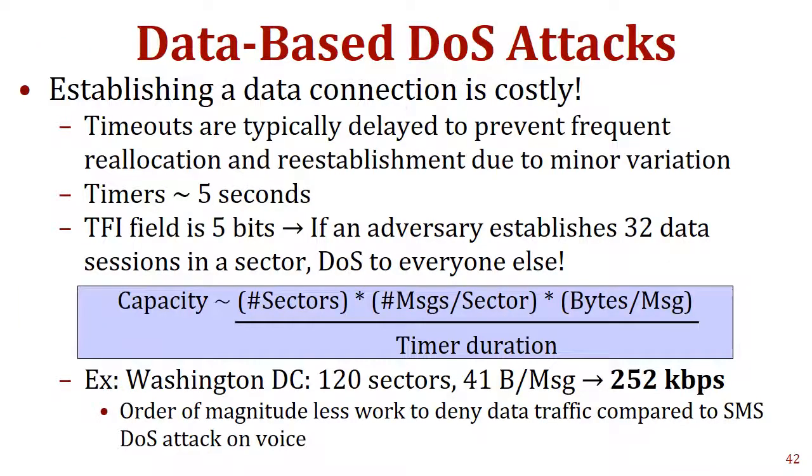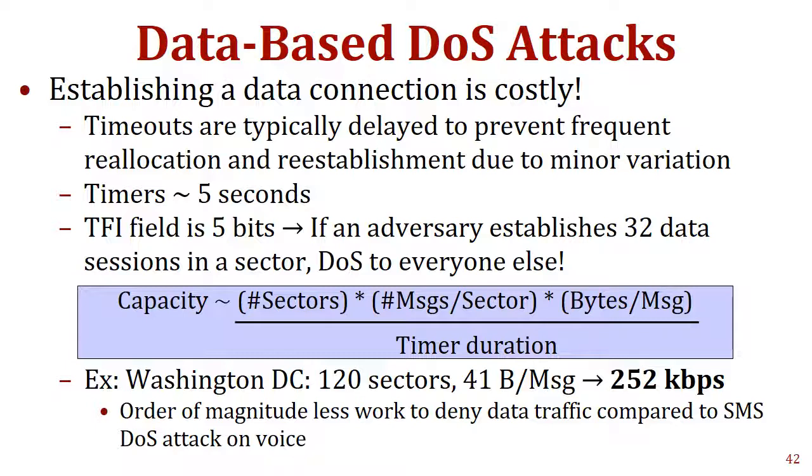That's why, similarly, an attacker can also launch a data DDoS attack, because establishing a data connection is so costly. Most carriers have timeouts to prevent frequent relocation and reestablishment due to mobile variations, and timers can be as long as 5 seconds. So if an adversary establishes 32 data sessions in a sector, they can DDoS everyone else. It's even more scary for the data connection.